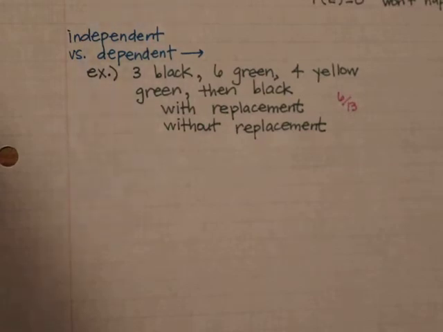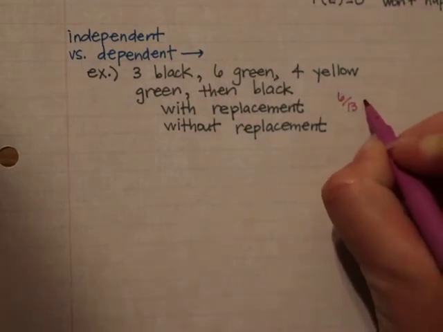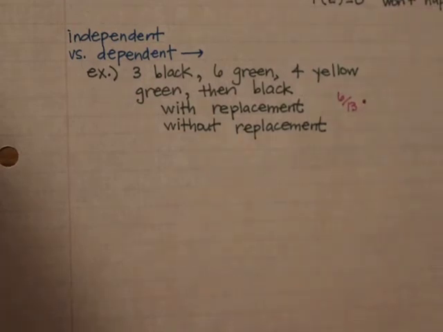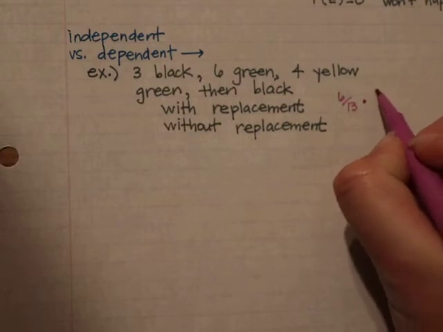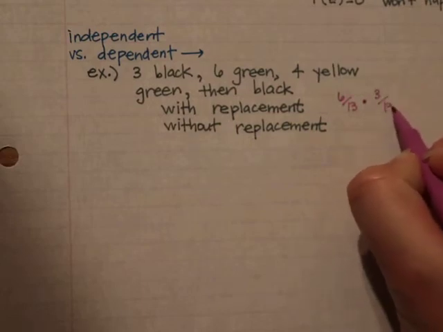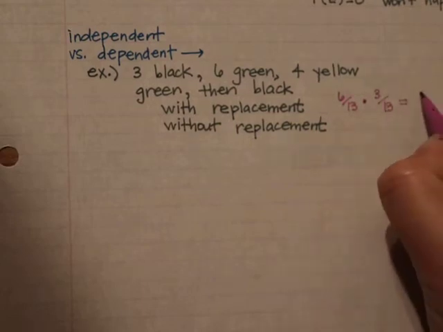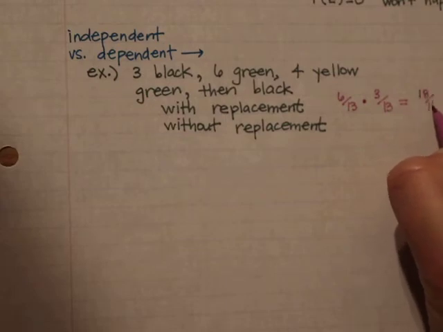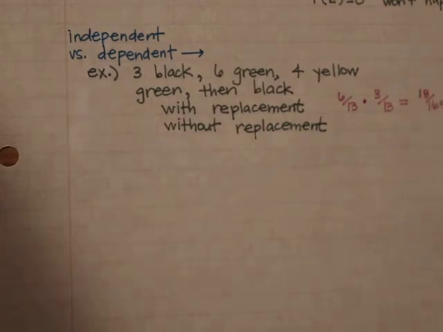Then, because it says with replacement, when I go to make my next pull and try to pull a black one out, I'm back to a full bag. So the probability doesn't change at all, the outcomes stay the same. Granted, the top is going to change because I'm now desiring black, but now I have 3 black out of 13 total. So with replacement, the odds are 18 over 169, or almost 10%.